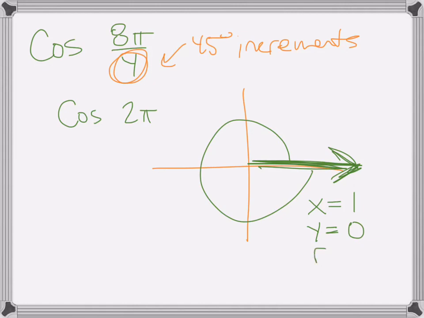And r is always going to be +1, unless otherwise stated. So, remember, we just talked about cosine is going to be the x value over r. So in this case, it's going to be 1 over 1, which equals 1. Okay? So, that is if it ends up on the axis there. Let's do an example with sine here.